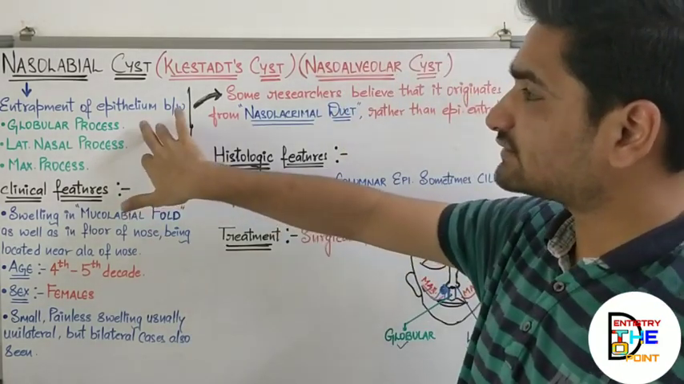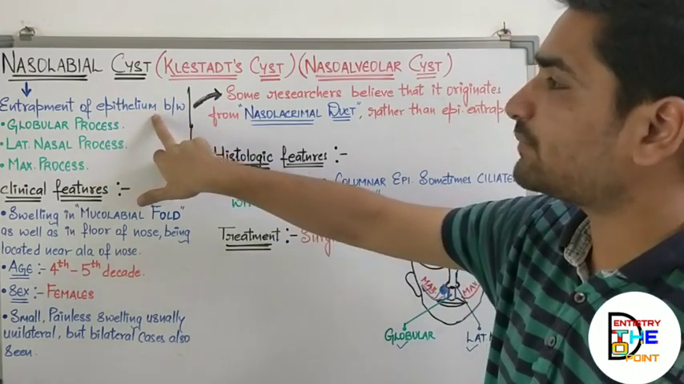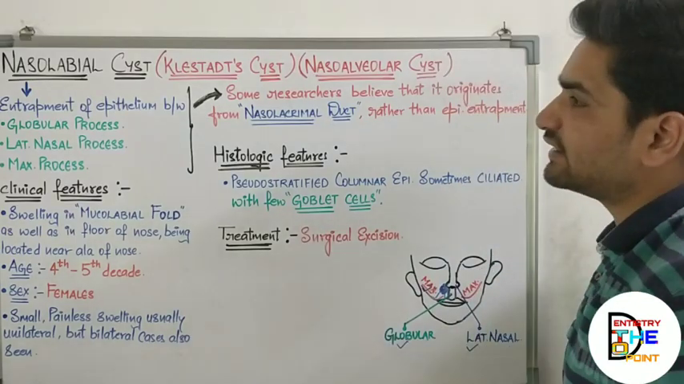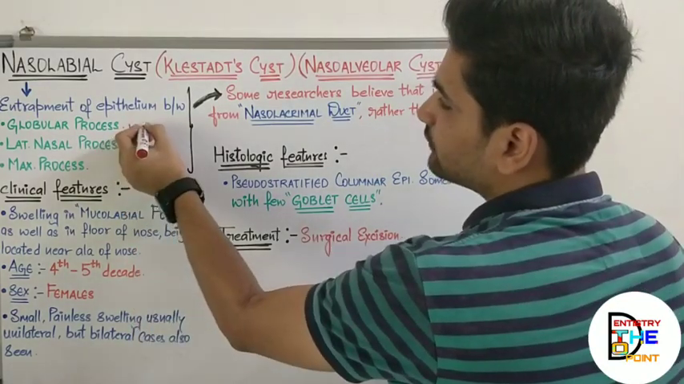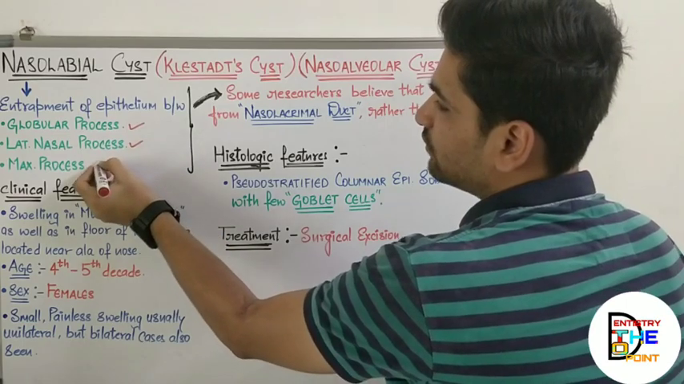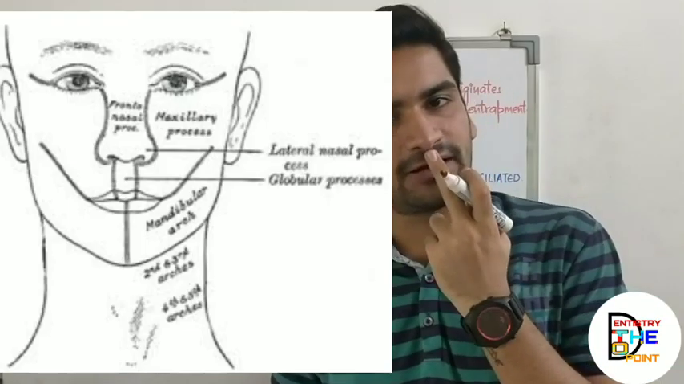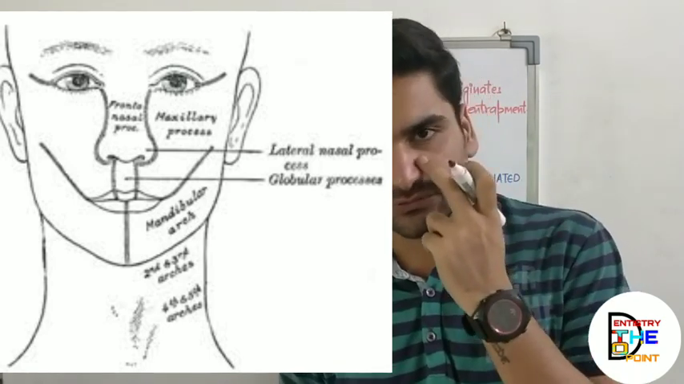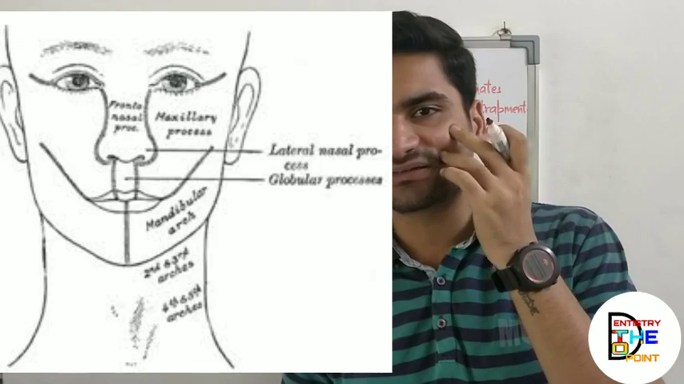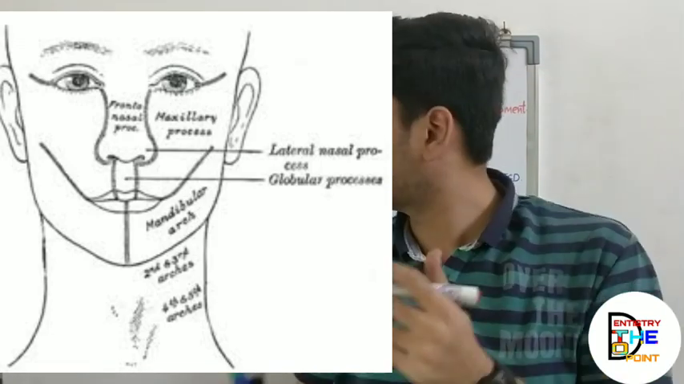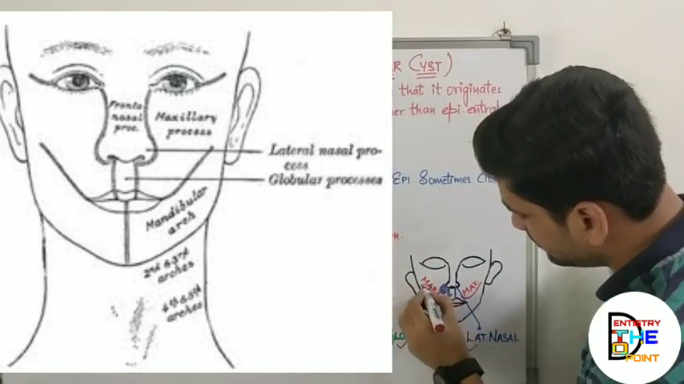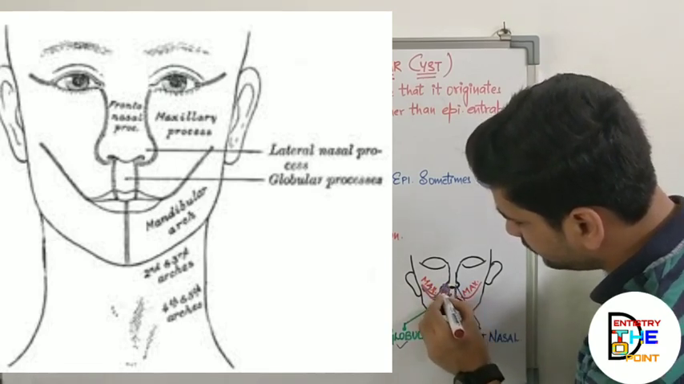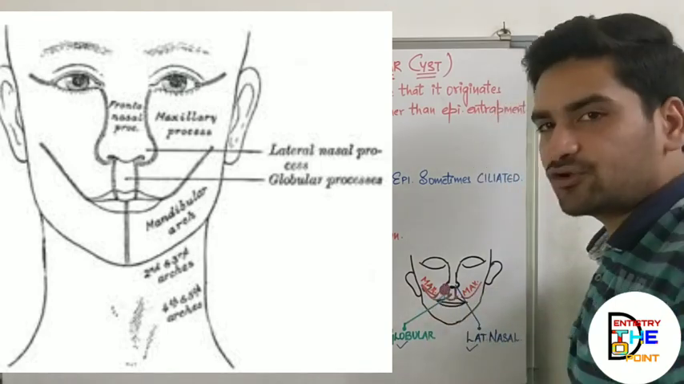Now this is considered due to entrapment of epithelium between globular process, lateral nasal process and maxillary process. Which processes? Globular process, lateral nasal process and maxillary process. See, below the philtrum, this is going to be your globular process. This is in the lateral area of nose will be your lateral nasal process, and this is your maxillary process. So where these three processes fuse, see. This is your maxillary process, this is your lateral nasal process, and this is your globular process. So at the fusion of these three, somewhere the cyst is going to be present.